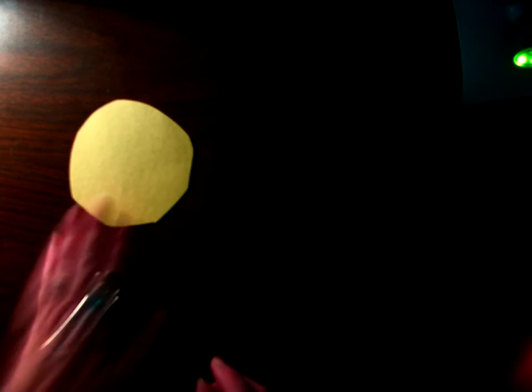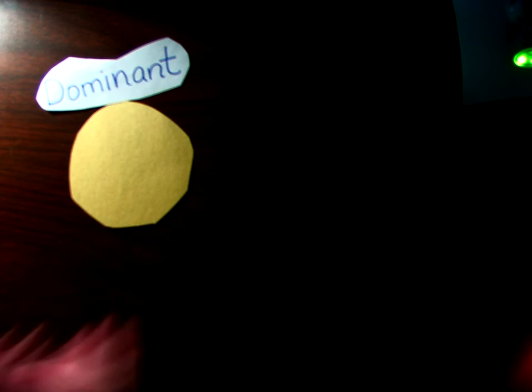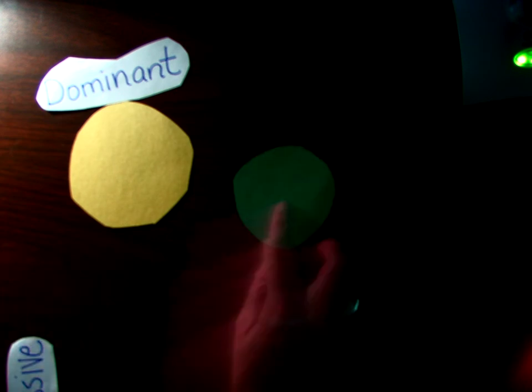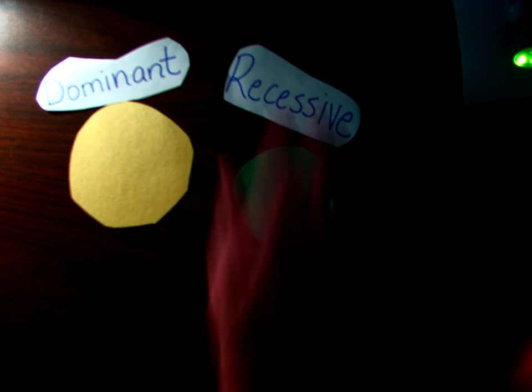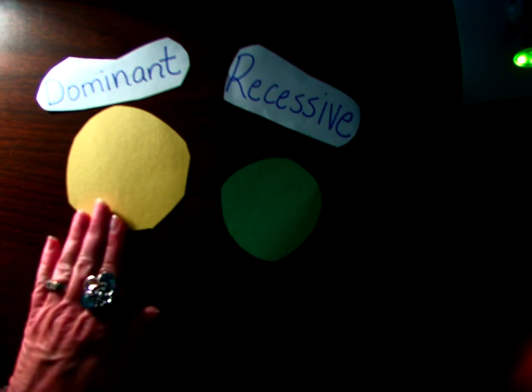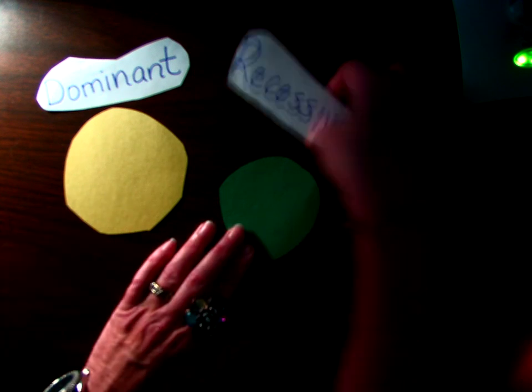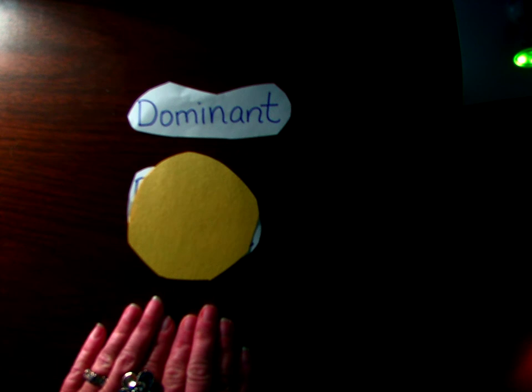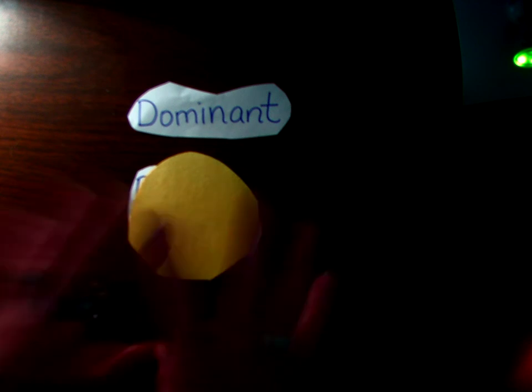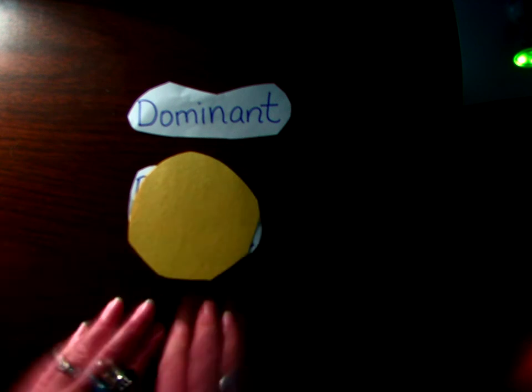We'll pretend this is your dominant gene, your big B. And this is your recessive gene, your little b. So if you have a dominant gene and a recessive gene, like we showed you earlier, the dominant gene will always cover up or mask the recessive gene. It's there, but it cannot be seen. This takes place when genes are passed on. It depends on your combination of genes.